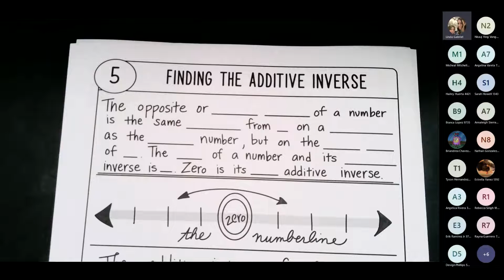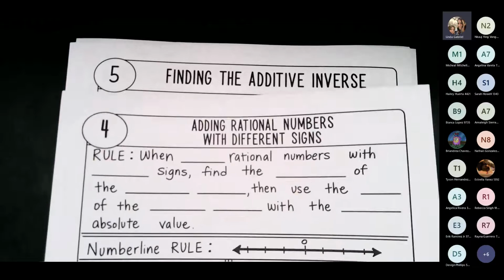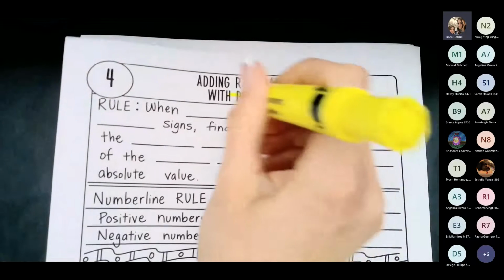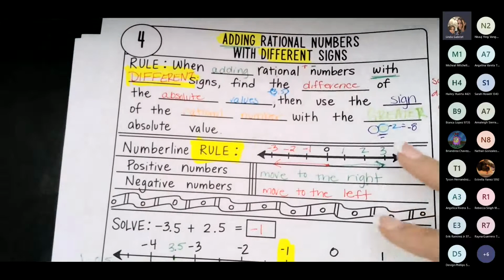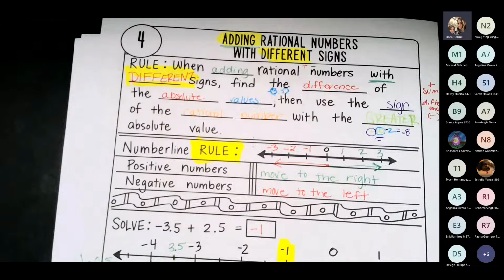All right, so last week we did adding rational numbers. We did it with different signs, right? And we did it with the same sign. Here's one that's all filled out that we did. And we learned how to use the number line, which I know most of us have already had some practice with, but we will use number lines moving on in math.